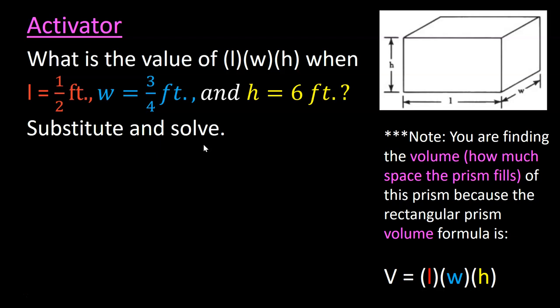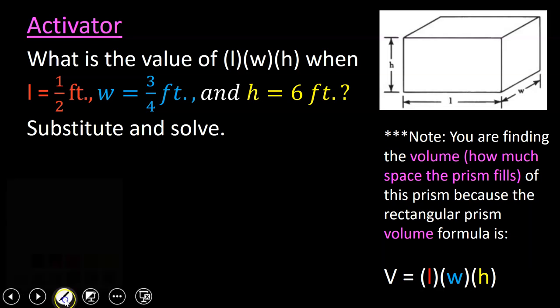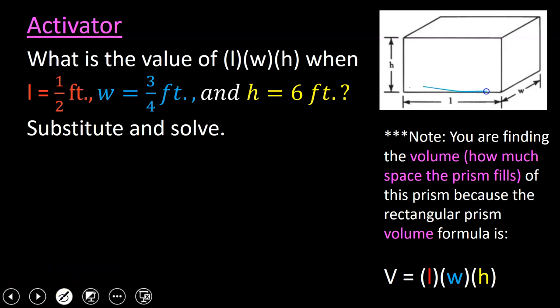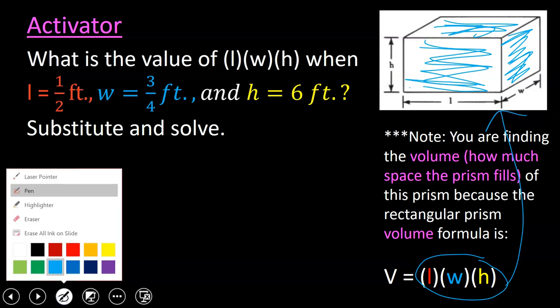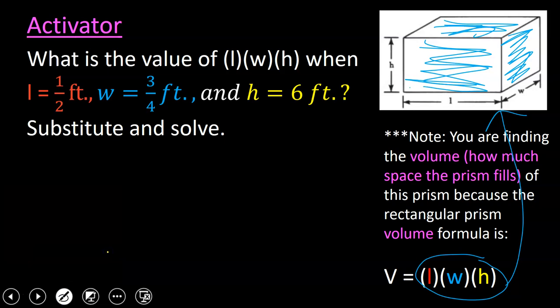But what I think is really cool about this expression is that it is actually the volume formula for a rectangular prism. Volume is the amount of space an object takes up. For example, picture this being filled completely. We're talking about how much space this object takes up. And we use this formula to figure out exactly how much space this object takes up. So let's go ahead and use the formula to figure out the volume of this rectangular prism.